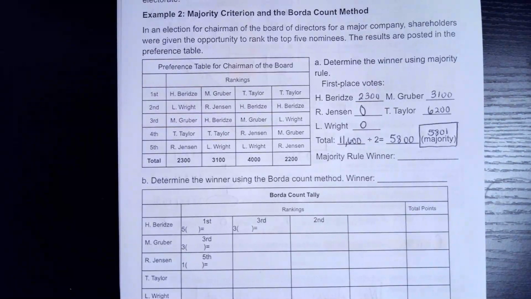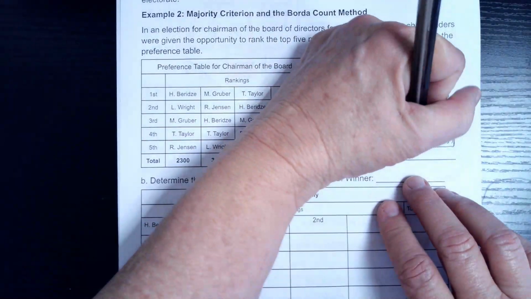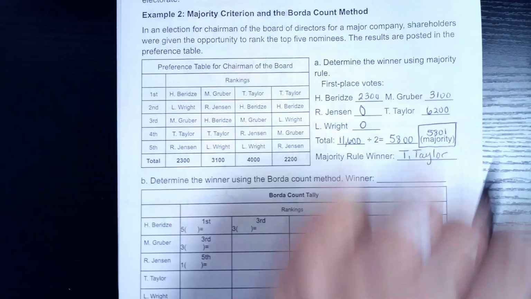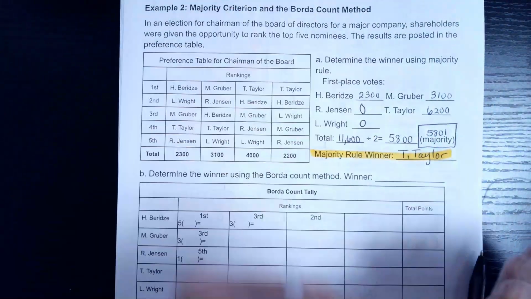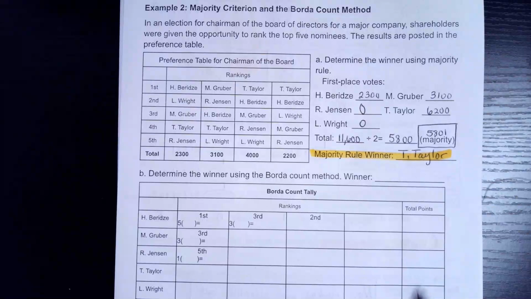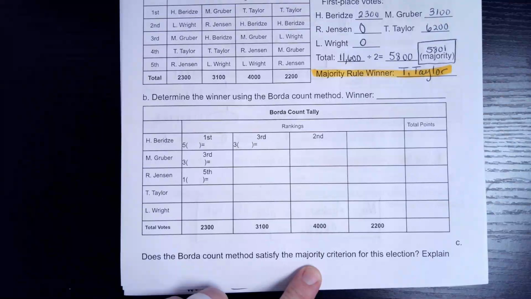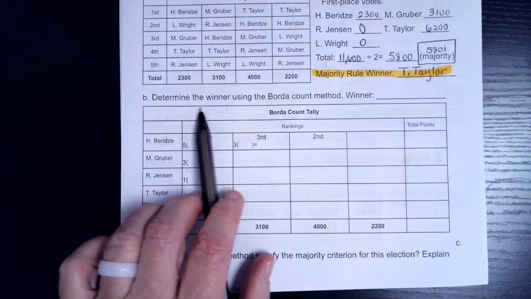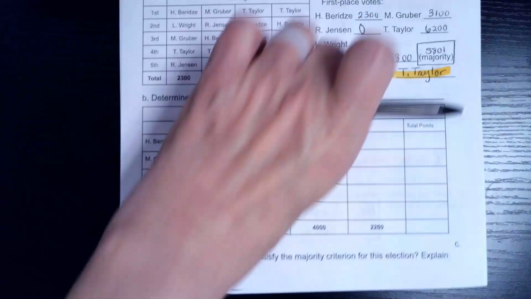Do we have a majority? Do they have a majority? Yeah, T. Taylor has a majority. So I'm going to highlight that because I'm going to need to compare my majority winner with my Borda count winner. Now, folks, I was crunched for space here, so we're going to determine the Borda count winner and put that winner on this line after we do all this work below.